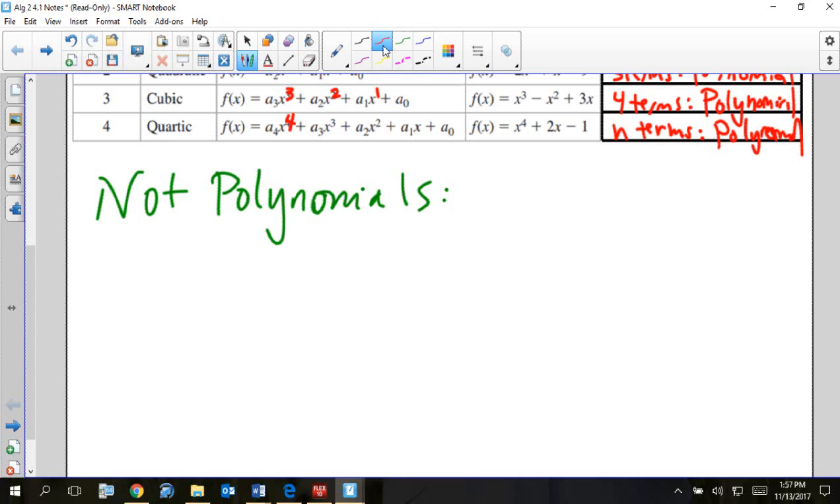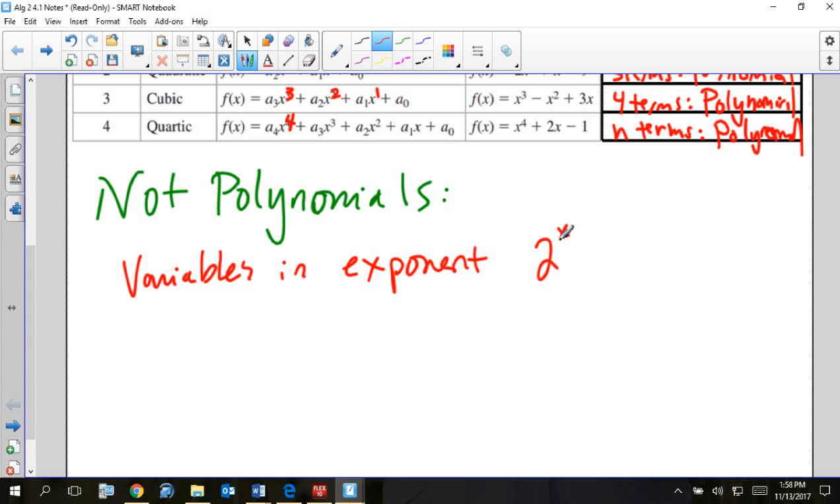If we have variables in the exponent spot, the 2 to the x, those variables in the exponent spot, that's not a polynomial. So here's an example. Not a polynomial would have something like 2 to the x.